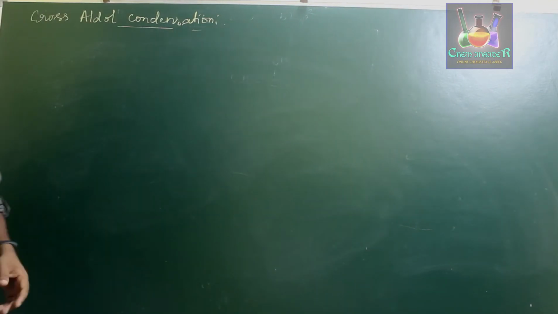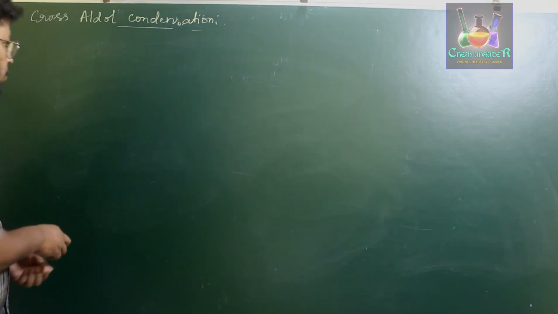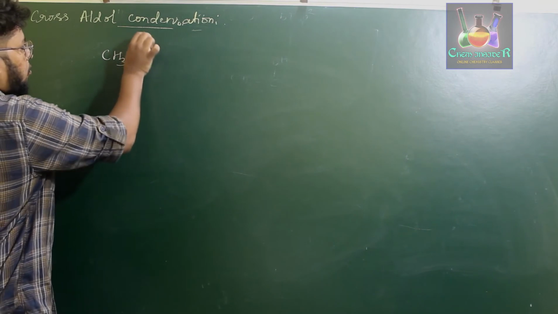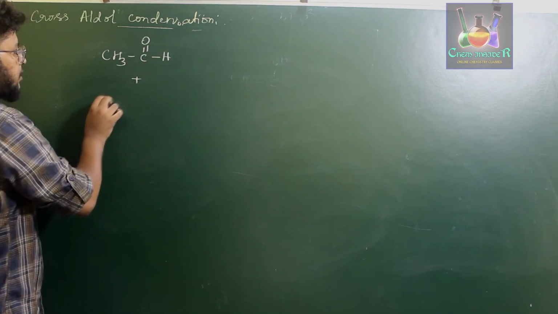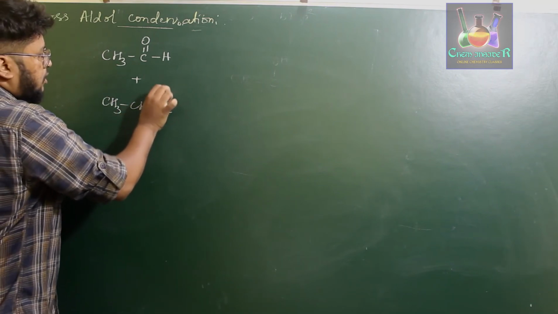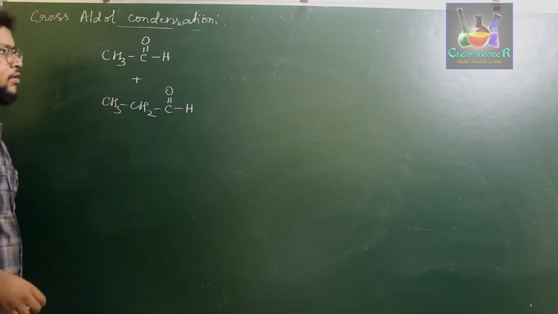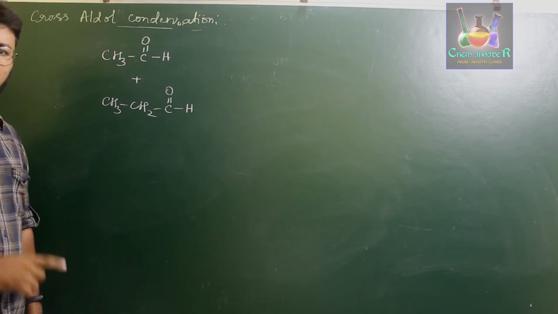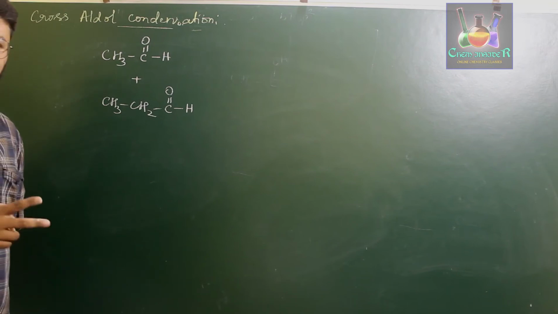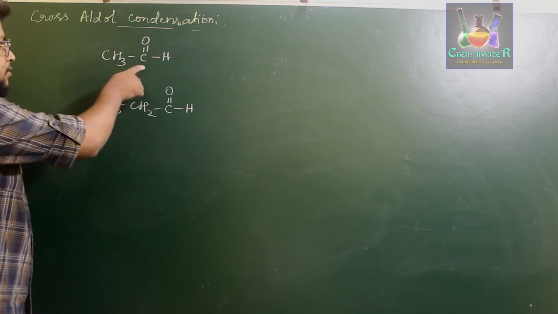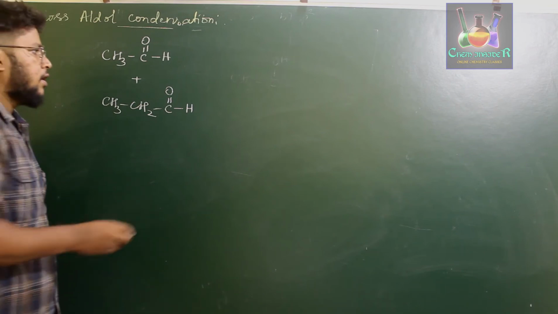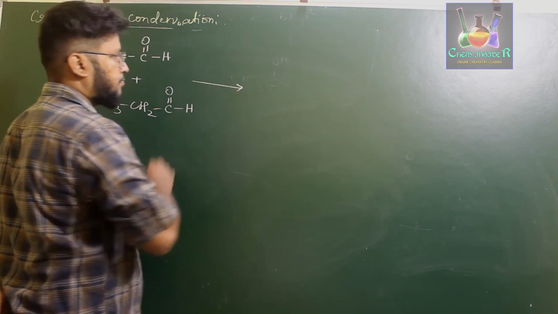Let us say you are using an ethanal and a propanal. So what happens is, CH3 C double bond O H with CH3 CH2 C double bond O H. So if you are using an ethanal and a propanal, this is two different aldehyde groups. When you use two different aldehyde groups and you observe carefully, both of these have an alpha hydrogen. Therefore, they will be forming four products.